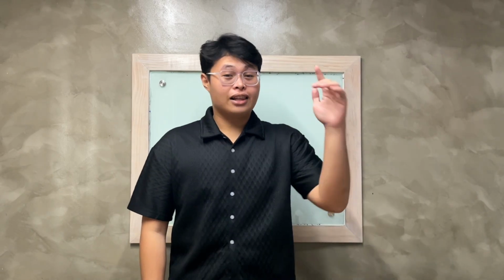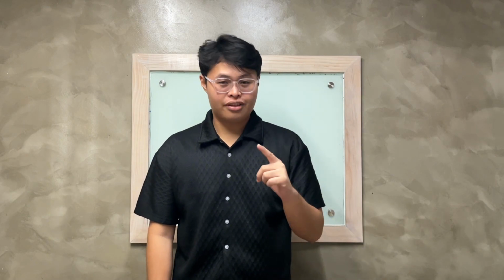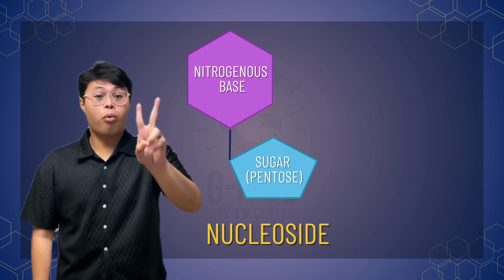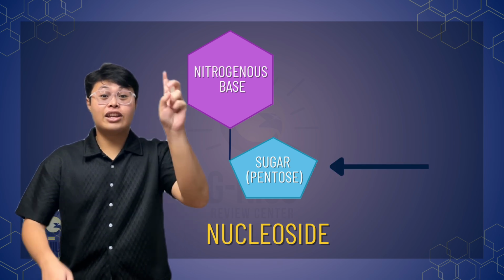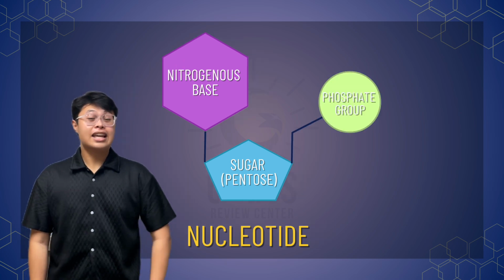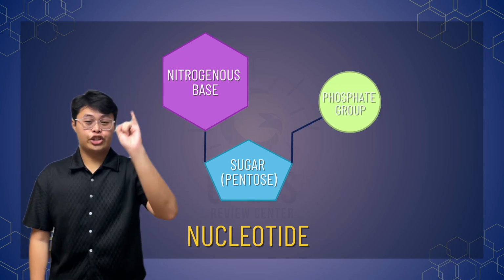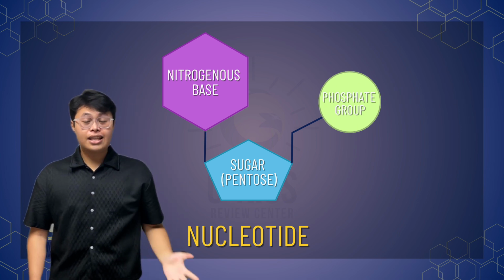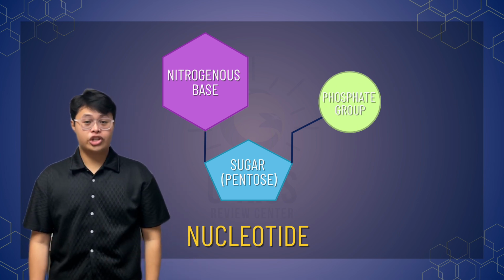So now, let's break these down even further. A nucleoside is made of just two parts, a sugar and a nitrogenous base, no phosphate. But a nucleotide has three parts, a sugar, a base, and a phosphate group. And that's the key that lets it form chains.